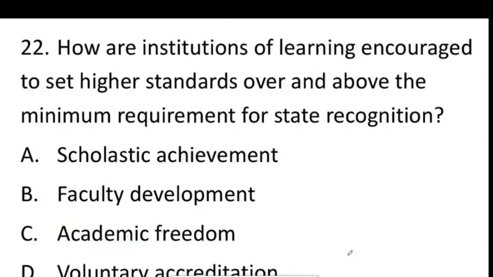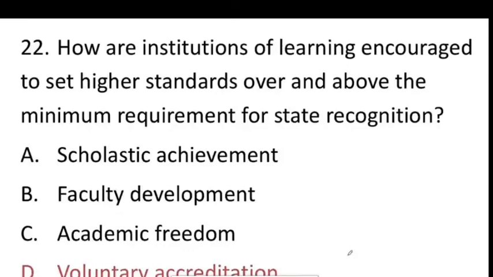Number 22, how are institutions of learning encouraged to set higher standards over and above the minimum requirement for state recognition? Now, this is found in our Constitution. Okay, this is found in our Constitution, the part for education. So what do you think is the correct answer here? How are institutions of learning encouraged to set higher standards over and above the minimum requirement? The correct answer would be through voluntary accreditation.